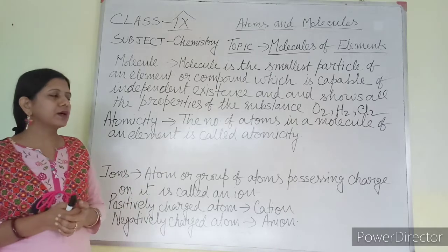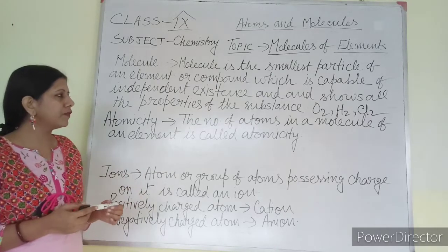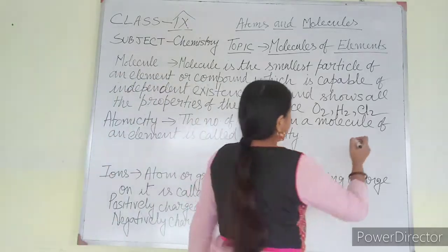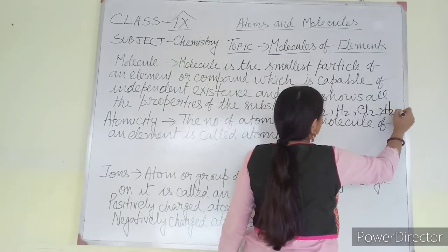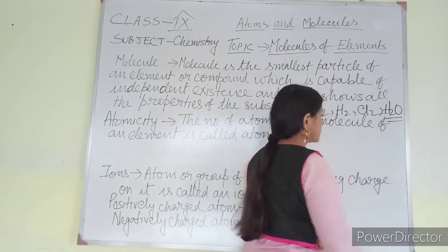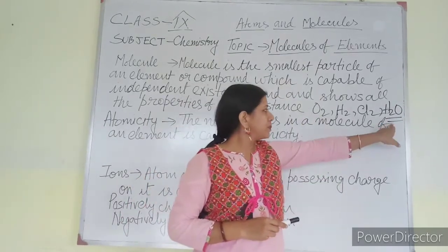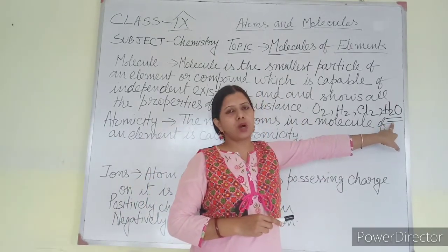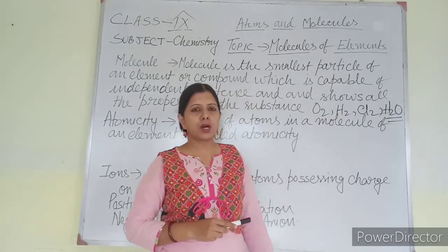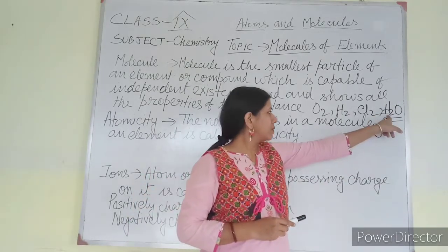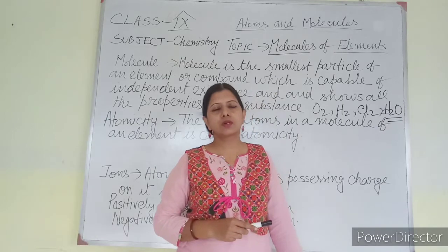Now we have learned what a molecule is. A molecule can be of an element or a compound. Molecule of a compound, suppose H2O. What is this? This is the symbol of water. Along with that, it represents one molecule of water. One molecule of water contains two atoms of hydrogen and one atom of oxygen.